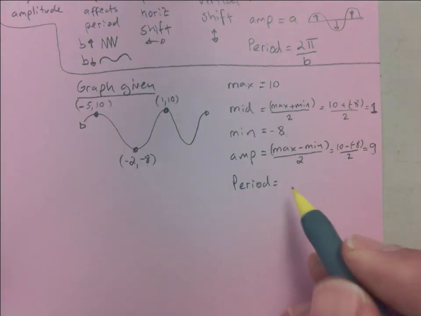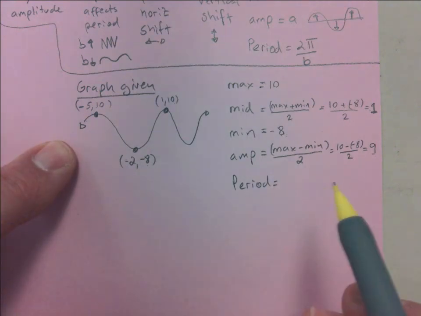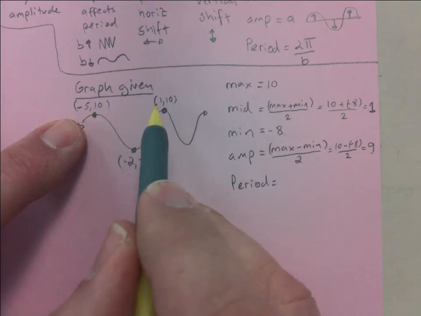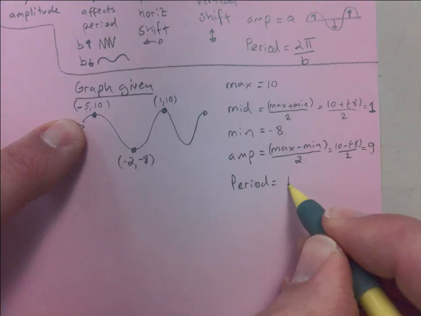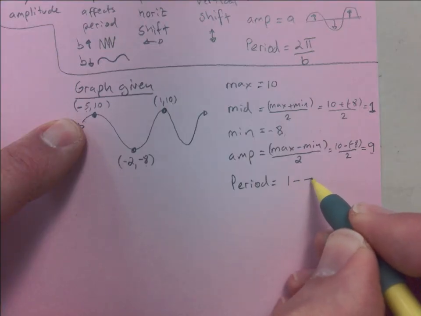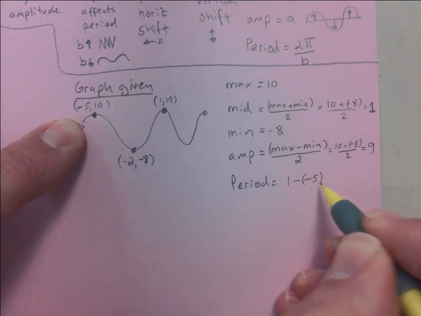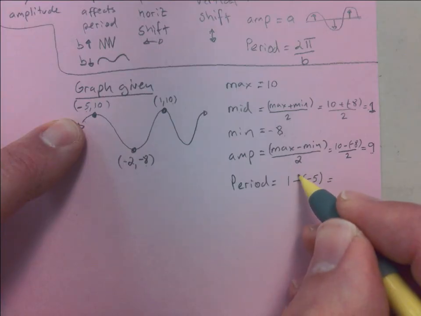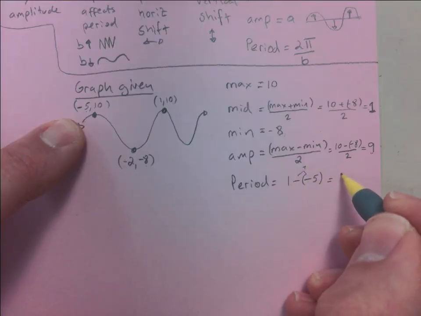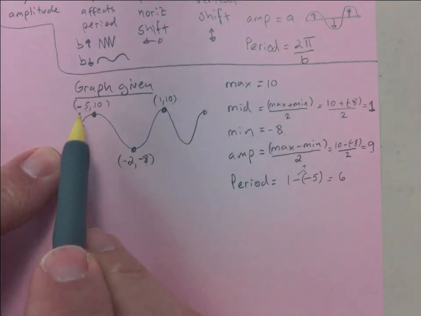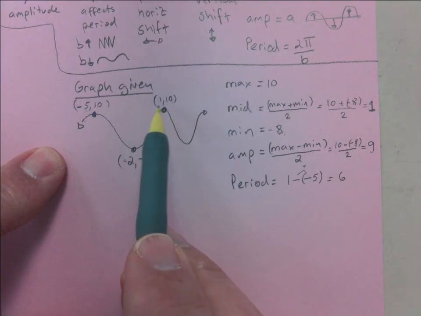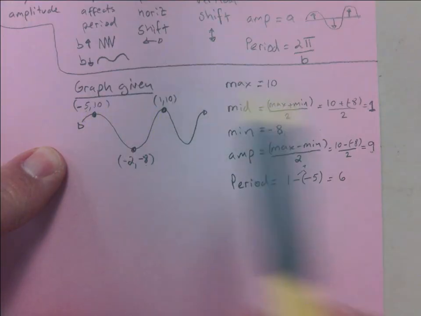Okay? Period. Now we're talking horizontal distance. Everything else is vertical. But period would go 1 minus -5. This turns positive, so that'll be 6. Ask yourself, from -5 to 1, is that 6? You should see that it is 6.